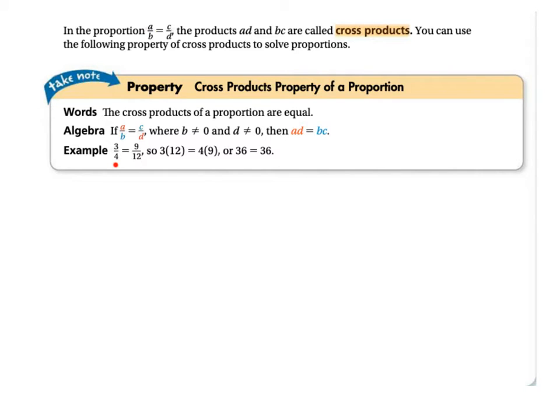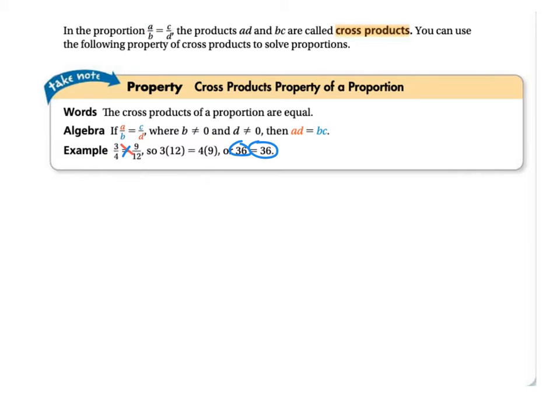We know that 3/4 is equal to 9/12, right? We can multiply both top and bottom by 3 to get this new equivalent fraction. Well, look what happens when you multiply the diagonals. 3 times 12 is 36, and 4 times 9, also 36. 36 equals 36. Pretty neat, right?